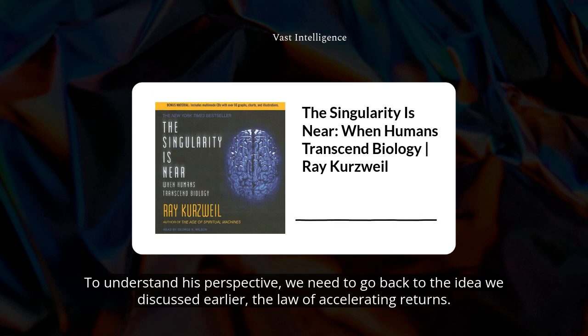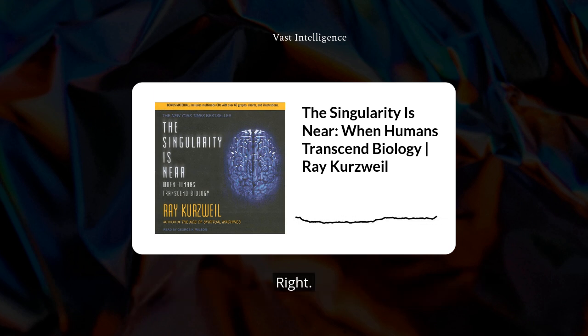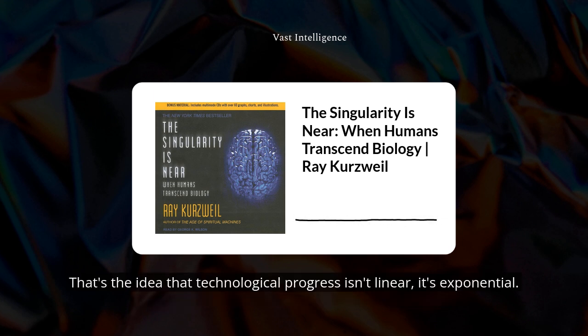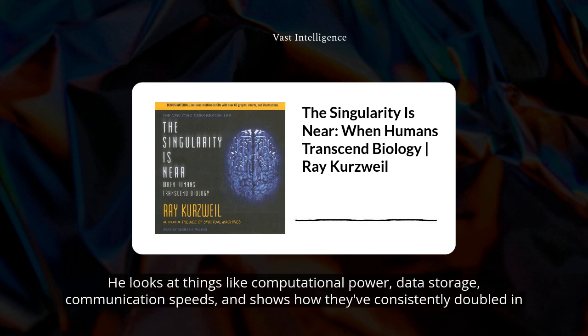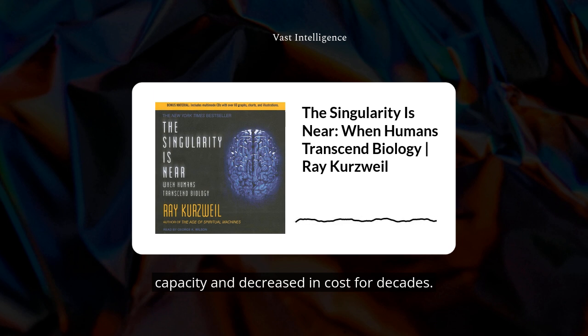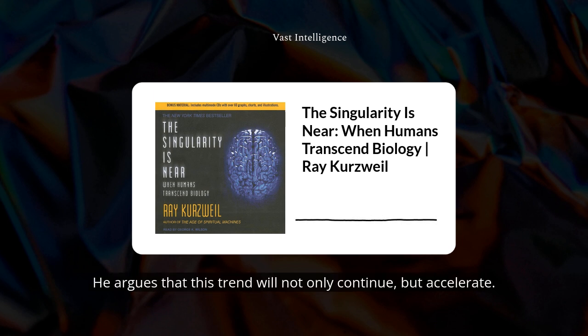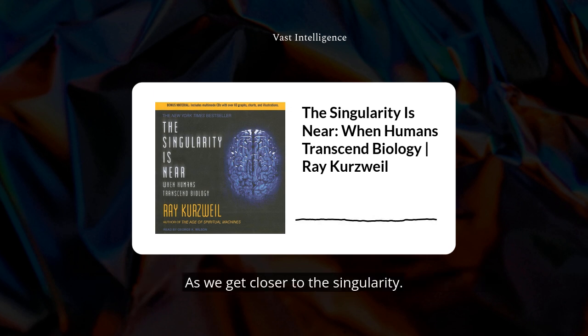Exactly. To understand his perspective, we need to go back to the idea we discussed earlier, the law of accelerating returns. Right. That's the idea that technological progress isn't linear, it's exponential. Right. And he provides a lot of historical data to support this idea. Okay. He looks at things like computational power, data storage, communication speeds, and shows how they've consistently doubled in capacity and decreased in cost for decades. Right. He argues that this trend will not only continue, but accelerate as we get closer to the singularity.